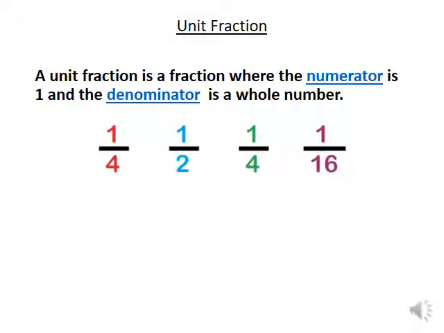So hopefully you're feeling confident about what a fraction is. And there's 2 more words I'd like you to try and remember from today's lesson. The first one being a unit fraction. A unit fraction is a fraction where the numerator, which is the top number, is 1 and the denominator is a whole number. So the numerator is always 1 in a unit fraction. All of these fractions are examples of unit fractions.